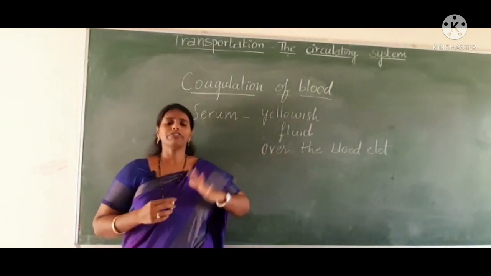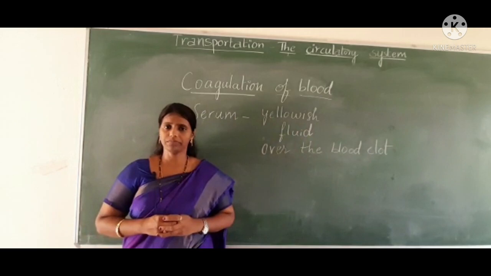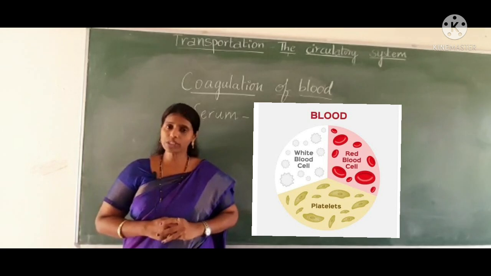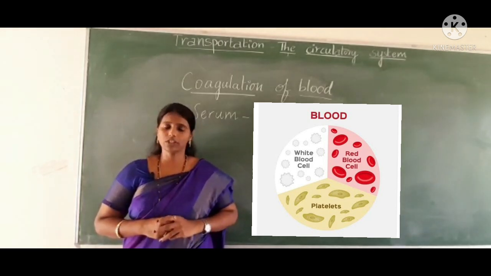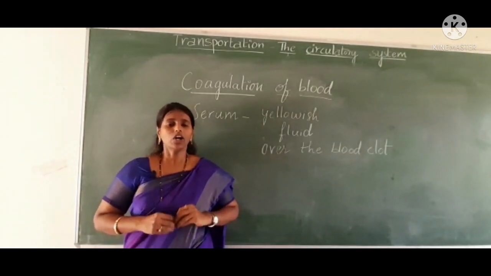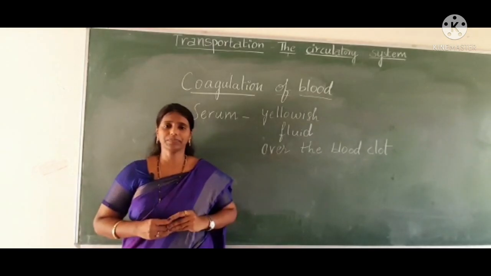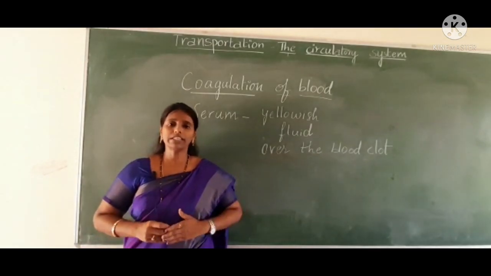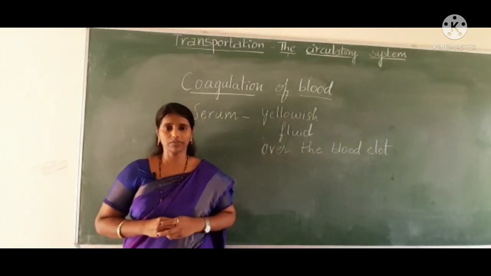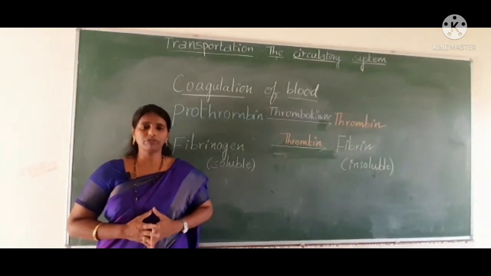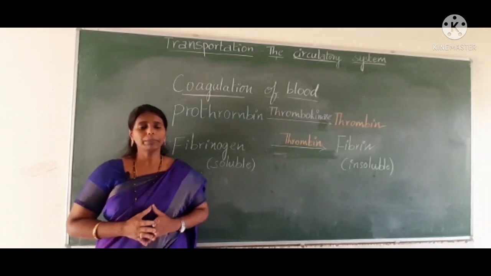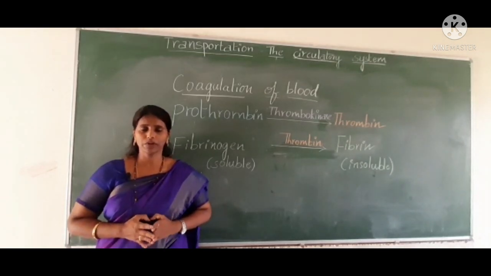There are 3 different types of cells in our body. They are RBC, erythrocytes, WBC, leukocytes, and platelets, the thrombocytes. These blood platelets help in coagulation of blood. There are 12 different coagulation factors which help in the process of coagulation. There is a chemistry involved in the coagulation process. As I told you, the blood platelets help in the coagulation process.